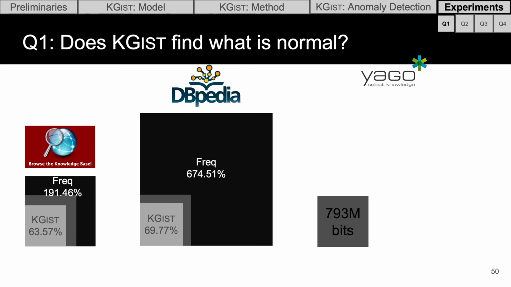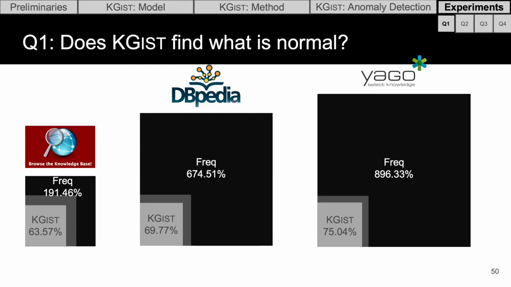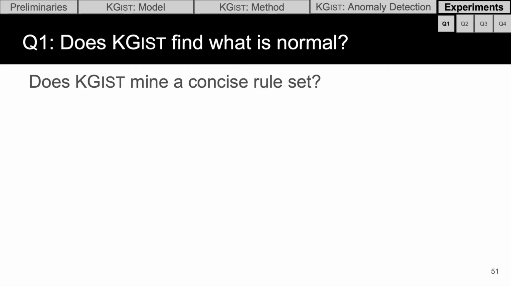And again, on Yago, it's a similar story. It requires 793 million bits to describe with no model, and with KGIST, we're able to compress that down by 74.04% of those bits. And the baseline, again, requires many more bits. The second question is whether the rule set that Kgist mines to compress the knowledge graph is concise.